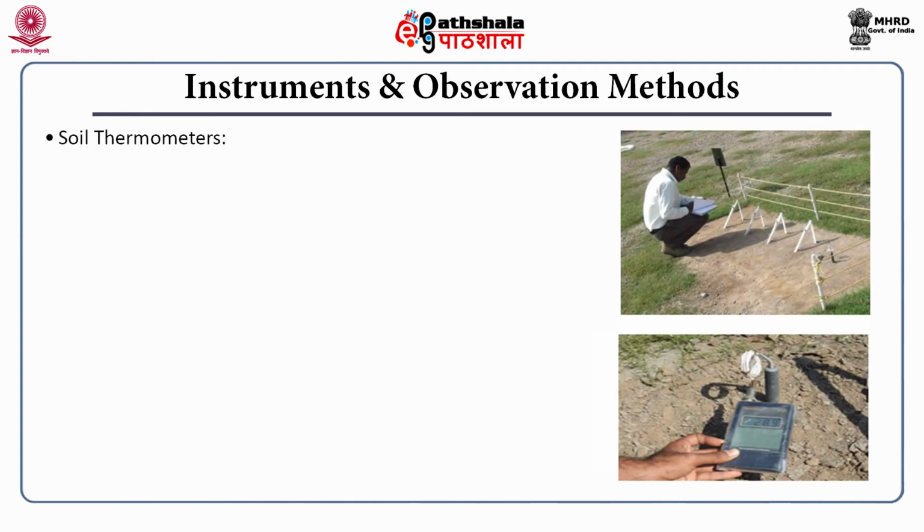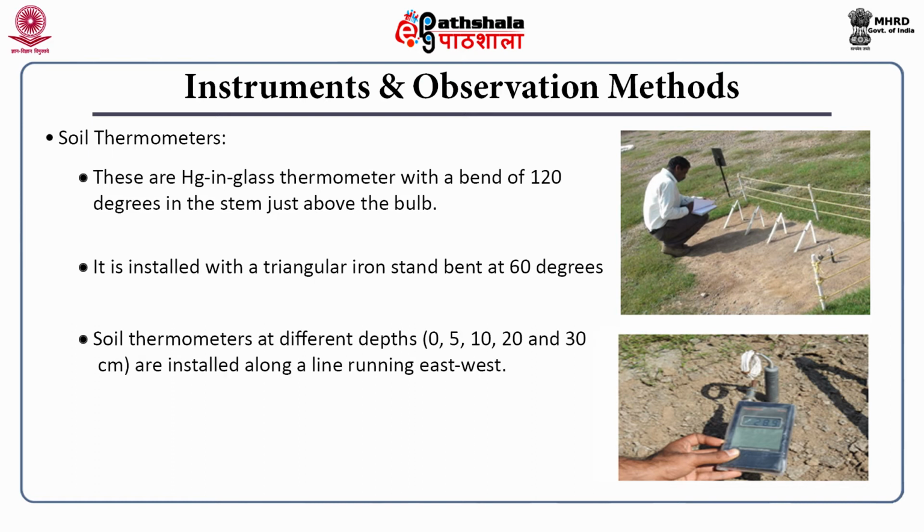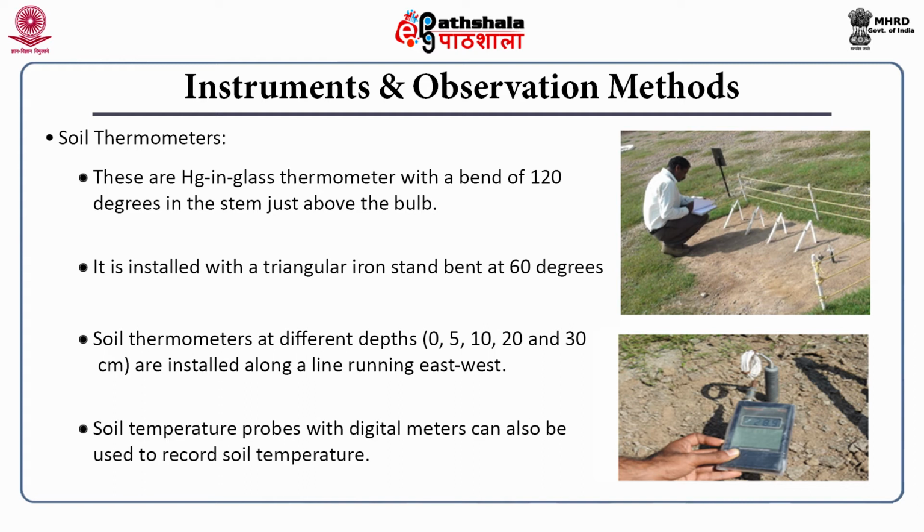Now comes soil thermometers. These are also mercury in glass thermometers which have a bend of 120 degree in the stem just above the bulb. It is installed with a triangular iron stand bent at 60 degrees. Soil thermometers are placed at different depths: at surface, then 5 centimeter, 10 centimeter, 20 centimeter and 30 centimeter. These are installed along a line running east to west, and the measurement is made up to 30 centimeter because variations beyond that depth are generally less and not measured. Soil temperature probes with digital meters are also nowadays used to record soil temperature.